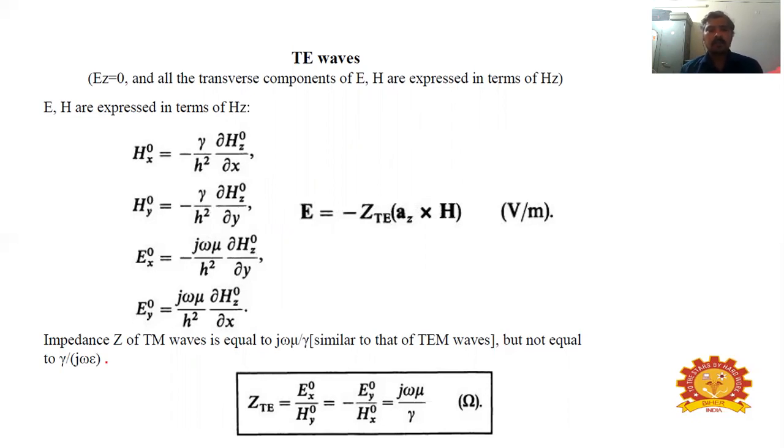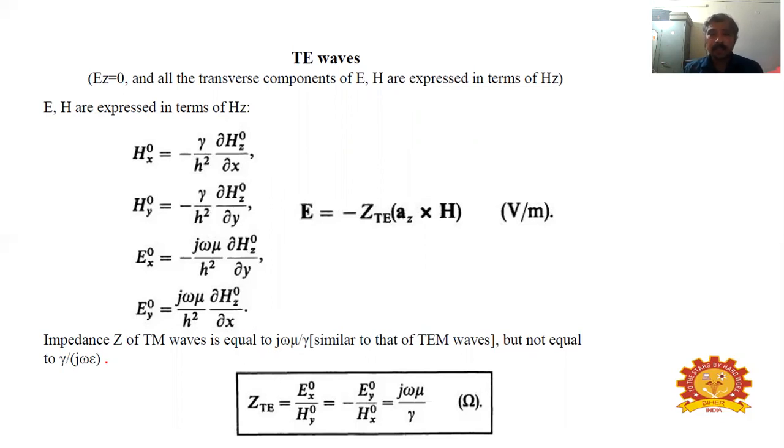As you know very well, E is equal to minus Z of TE into az cross H, where az is the unit vector along the z direction, Z of TE is the impedance of the transverse electric wave and H is the magnetic field intensity. So with this formula, we get the electric field intensity value. Now Ex is equal to minus j omega mu by h squared into dou Hz by dou y. Therefore, Ey is equal to j omega mu by h squared into dou Hz by dou x.